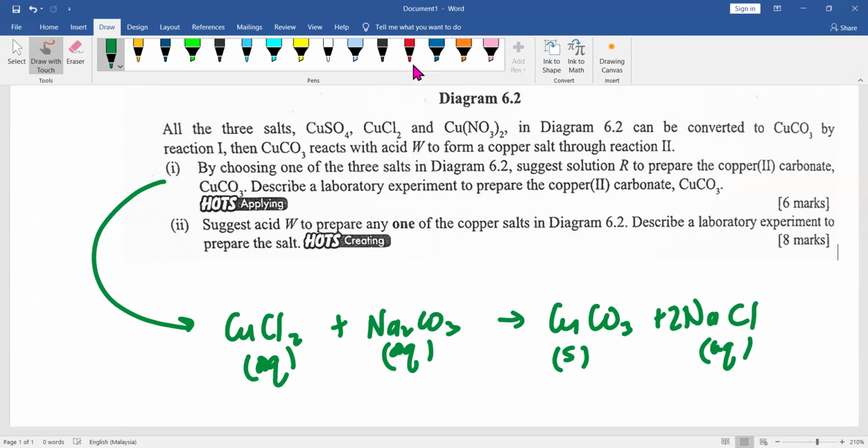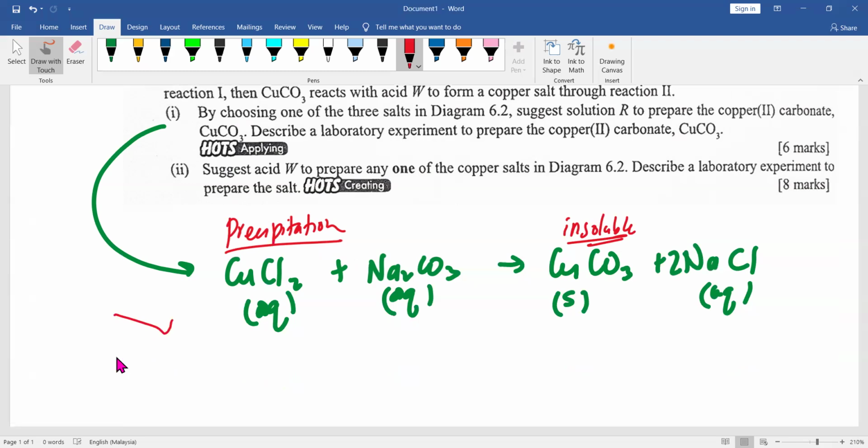If you don't know that this is insoluble, there's nothing you can do. This is insoluble, so the method you use is a precipitation reaction. A precipitation reaction is where you take a soluble salt plus a soluble salt and it becomes an insoluble salt. Okay? Now, what you do first is you have this copper chloride in aqueous form and you pour it into sodium carbonate, which is also in aqueous form. And then immediately you will have a precipitate, right?